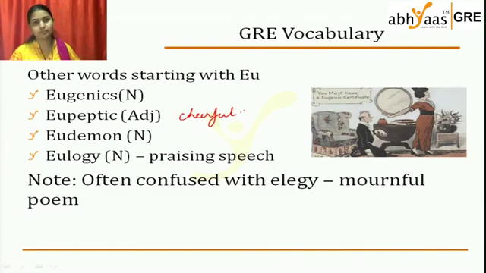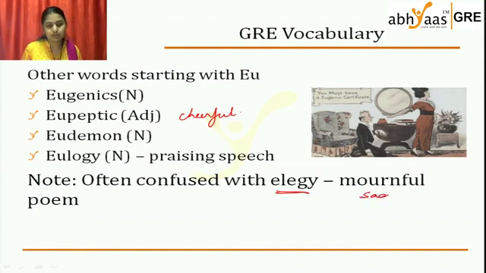Logy is not study of here. EU means good. Got it, guys? So, eugenics is about selective breeding to propagate good genes. Eupeptic, cheerful. Eudemon, a good devil. Eulogy, a praising speech. The word eulogy is often confused with elegy, which is a sad, mournful poem.